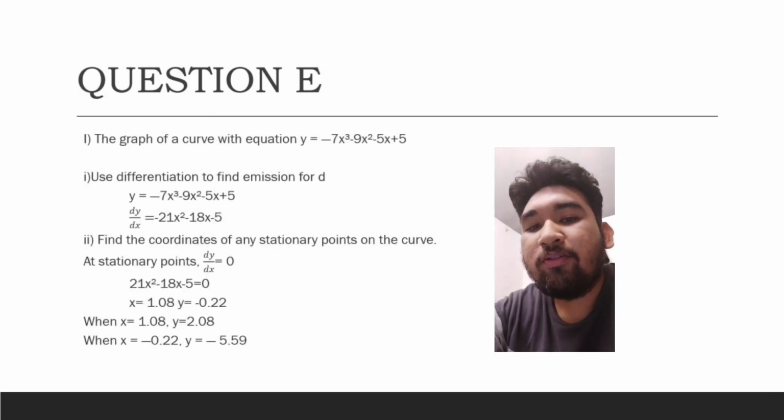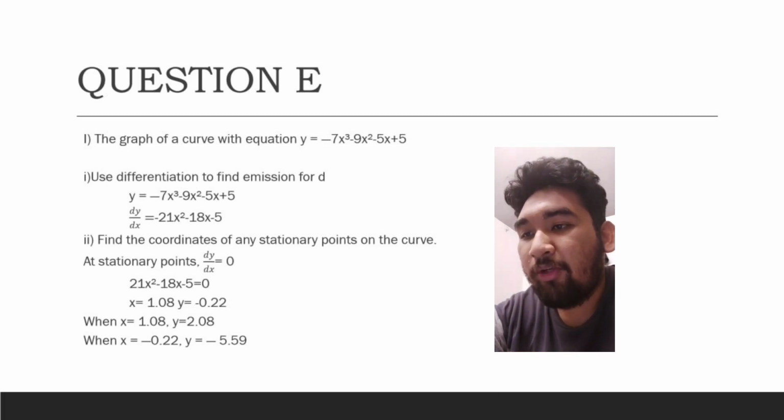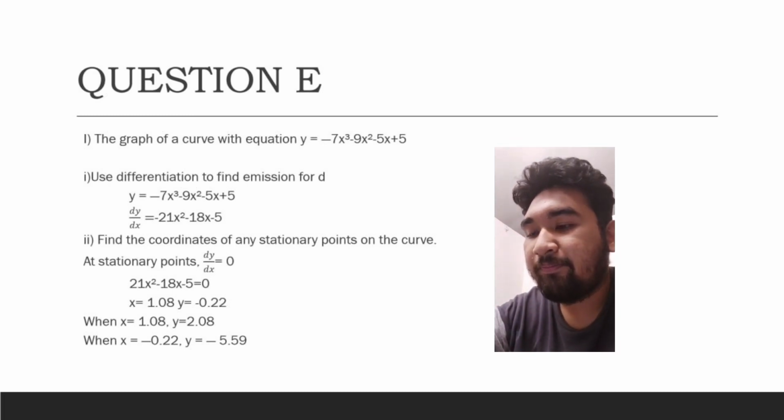Now I will tell you the solution of question E. Question E, the graph of a curve with equation y equals minus 7x power of 3 minus 9x power of 2 minus 5x plus 5. We use differentiation to find the expression for dy per dx. y equals negative 7x power of 3 minus 9x power of 2 minus 5x plus 5. dy per dx equals negative 21x power of 2 minus 18x minus 5.